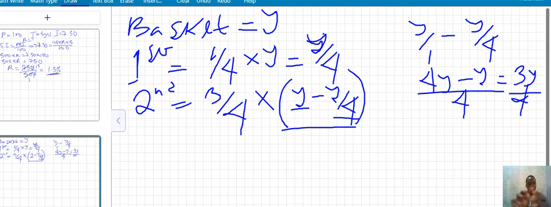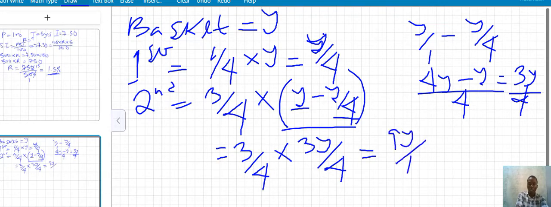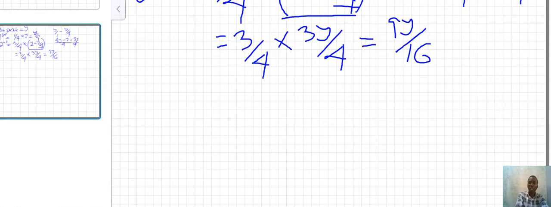Now 3y over 4, if we bring that value here, we're going to have 3 over 4 times 3y over 4. So if we simplify this further, we are going to have 9y over 16. So the share of the second child is 9y over 16. That is the share of the second child.